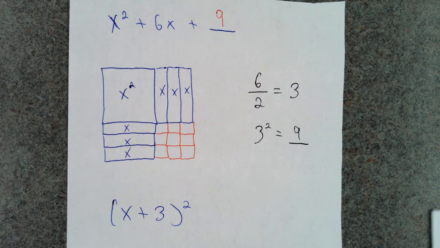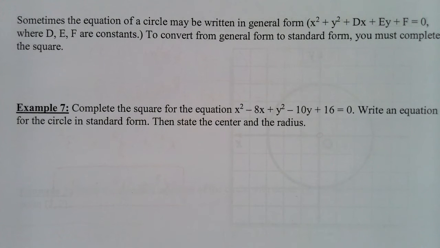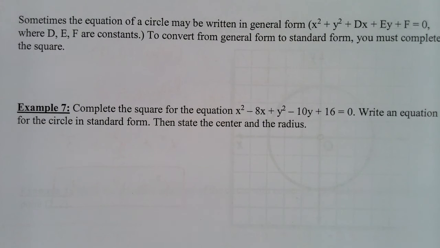Now let's get to the actual examples for today's lesson. Example 7, complete the square for this equation, which is the general form. Write an equation for it in standard form, then state the center and the radius. So here's how we're going to do it. Start by writing all the x's next to each other. Sometimes they're already written next to each other, sometimes they're not. So here's what I'm going to do.